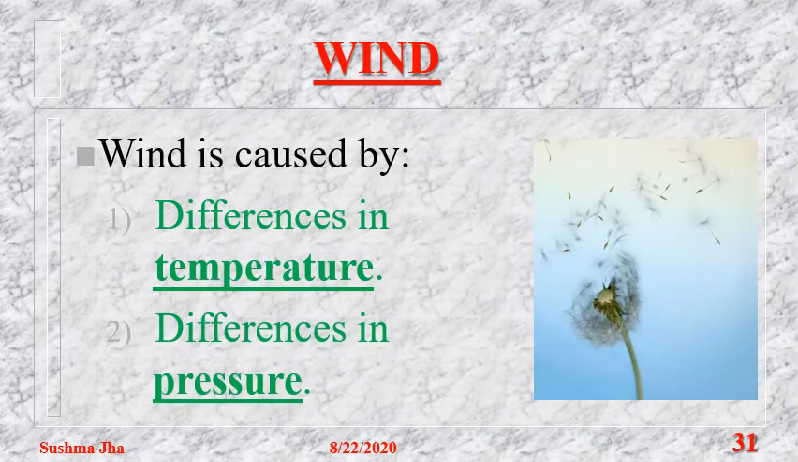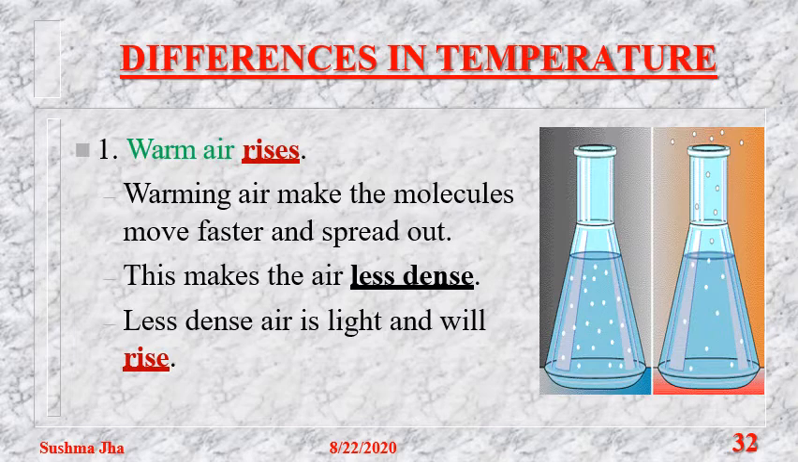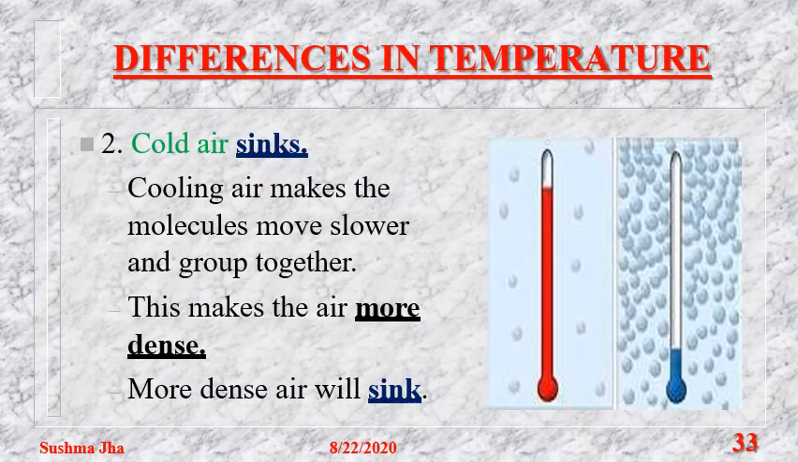So there are two reasons why wind occurs. Wind is caused by difference in temperature and difference in pressure. Now, difference in temperature leads to wind as warm air rises. Warming air makes the molecules move faster and spread out. This makes the air less dense, and less dense air is light and will rise. Now cold air will sink. Cooling air makes the molecules move slower and group together. This makes the air more dense. More dense air will sink.